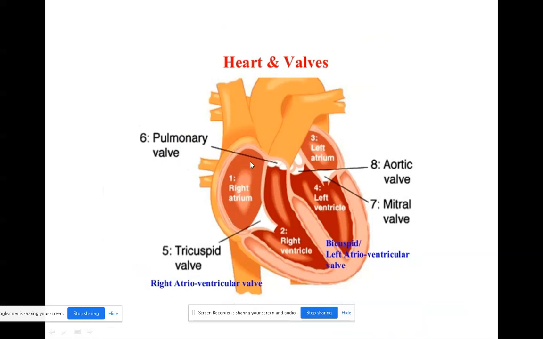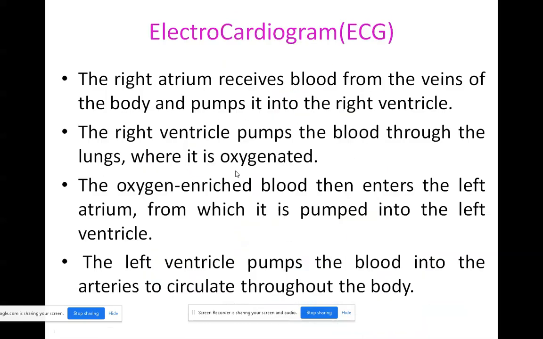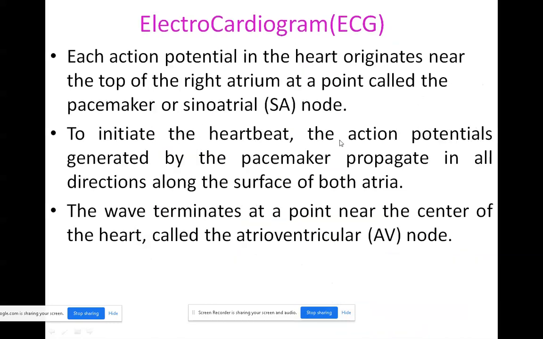Here only the signal, the heartbeat, will be generated. So the right ventricle pumps the blood, sorry, the signal originates near the top of the right atrium at a point that will be called the pacemaker or sinoatrial node. That is the SA node.